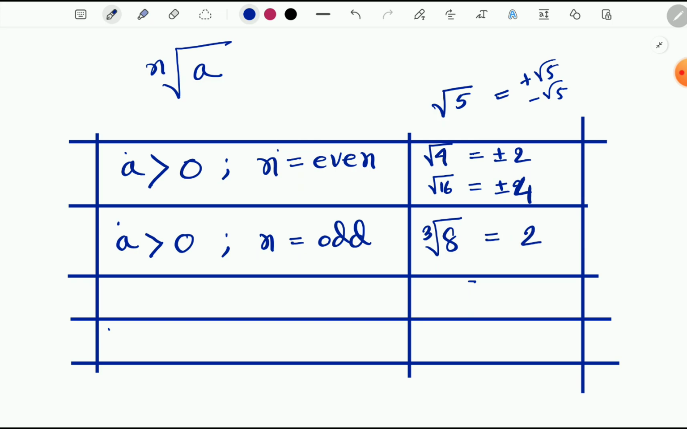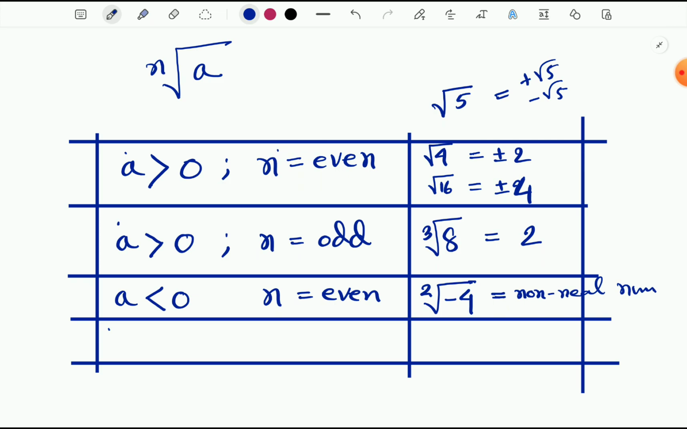Okay, if a less than 0, n is even number. Square root of negative 4. So negative 4, square root of negative 4, we know it will not give us a real number. It's a complex number, or you can say non-real number. So in this particular case, we'll not get the root, but yes, if you consider the complex area, then yes, you will get a root there.